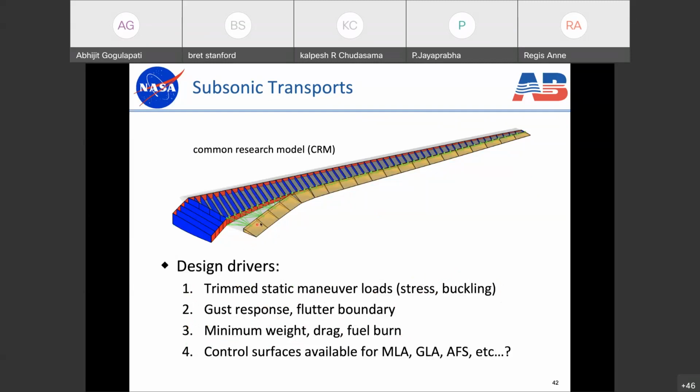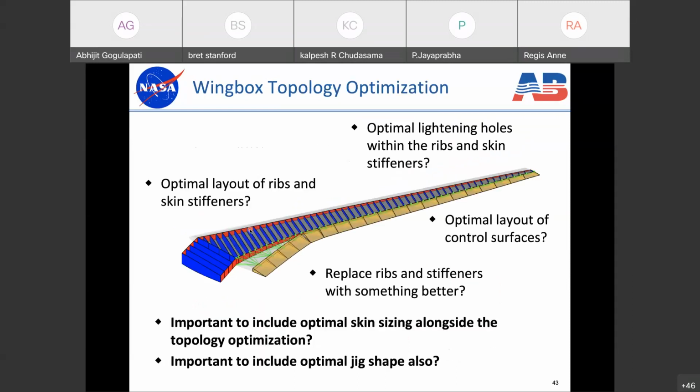And then we have control surfaces along the trailing edge. I'm showing 20 of them here, which is far too many, but I'll talk about why that is in a minute. And we could use these control surfaces to alleviate loads, alleviate maneuver loads, gust loads, alleviate flutter, and things like that. It actually turns out that there's a myriad of interesting application areas for topology optimization of wing box structures, and I'll talk about a few of them here.